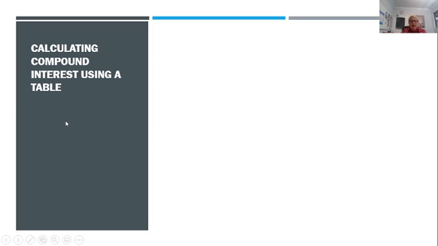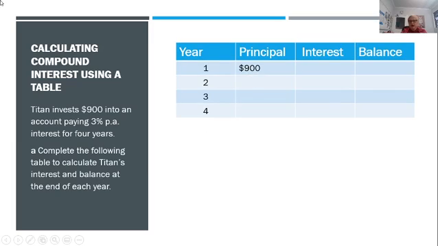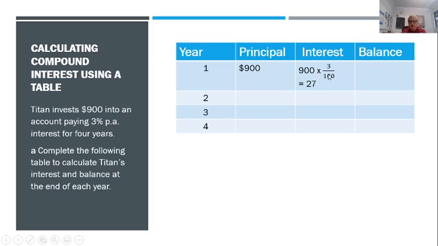All right, so now let's look at an example. Titan invests $900 in an account paying 3% per annum for 4 years. Okay, so we start off, complete the following table. The principal was 900. We've got to work out his interest. We times it by 3 over 100. We get $27. We add that to our 900. We've got 927.